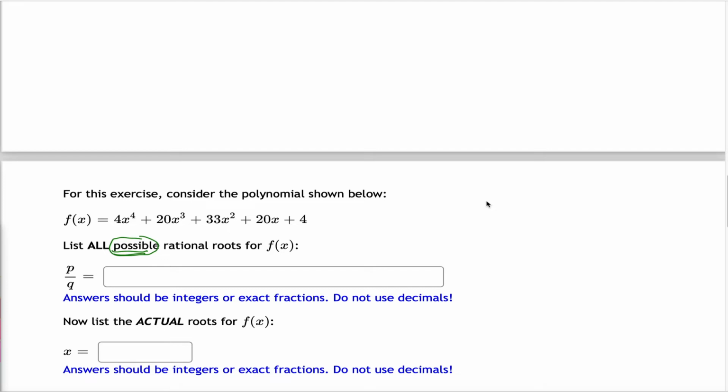So for this, you need to know that possible rational roots are always of the form plus or minus p over q, where p is a factor of the constant term and q is a factor of the leading coefficient. Okay, so that's kind of unfortunate that they're both 4s. This 4, I look for all of its factors. 1, 2, and 4 are the only whole numbers that divide evenly into 4.